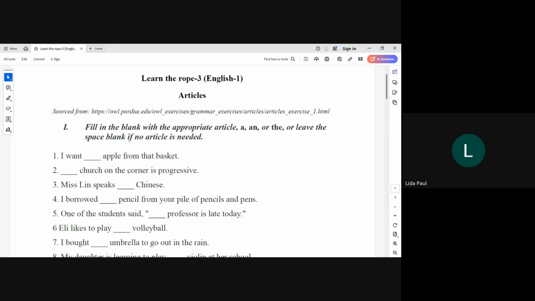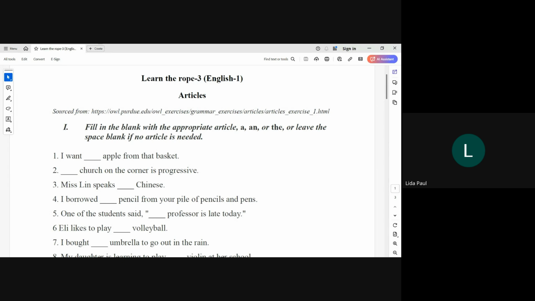A and an will be used for non-specific references, and the will be used for specific references. Anything more? Other functions? Look at this one: countability. If we are talking about nouns, then one of the aspects of a noun is also countability. Some nouns are countable, some are uncountable, right? Whenever I say noun, keep in mind that I'm also talking about pronouns. This applies to both nouns and pronouns.